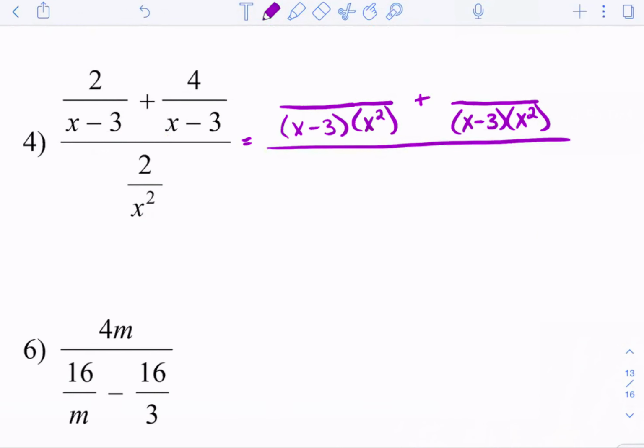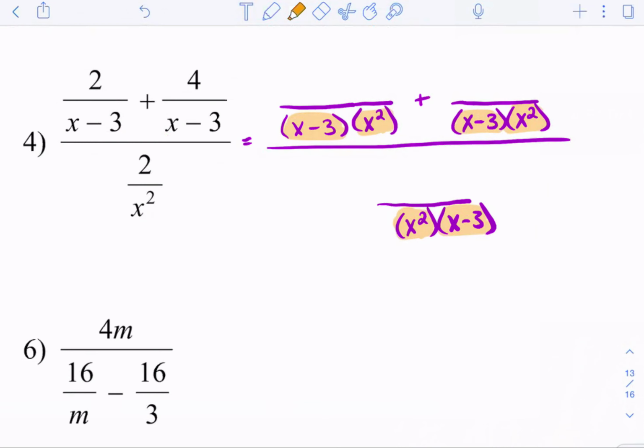And the same thing in the denominator. We already have the x squared. We need to put in x minus 3 so that they have both of them. We're going to use both the x minus 3 and the x squared. The order shouldn't matter because it's multiplication.